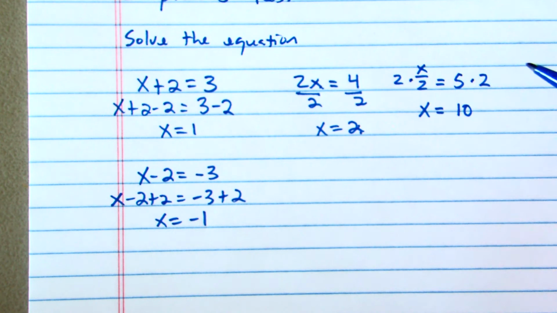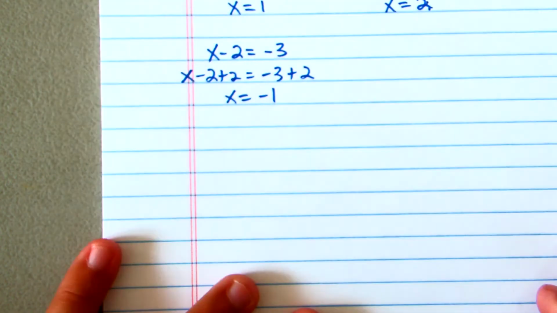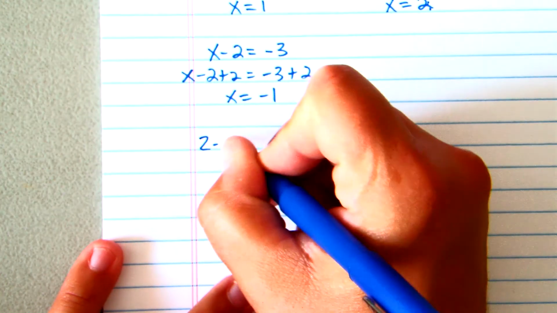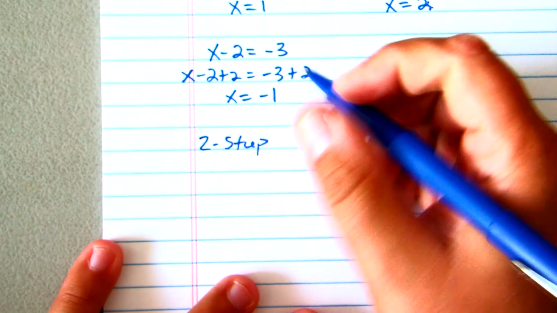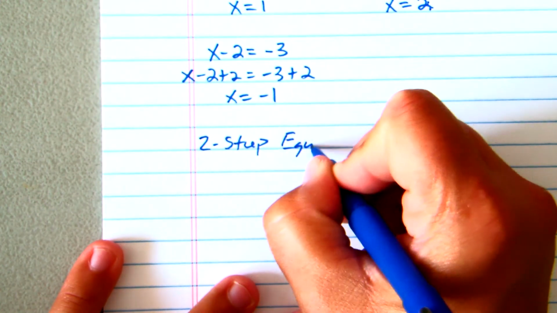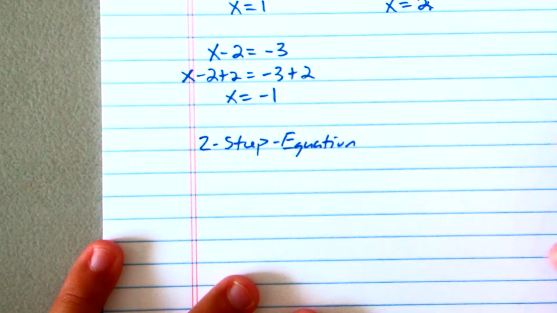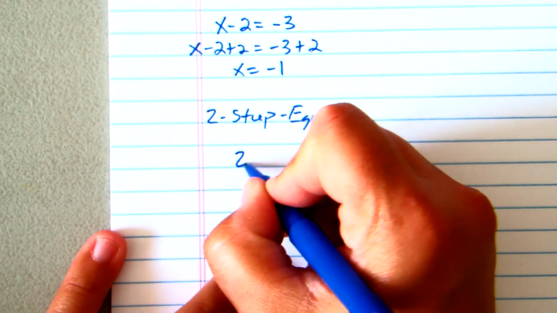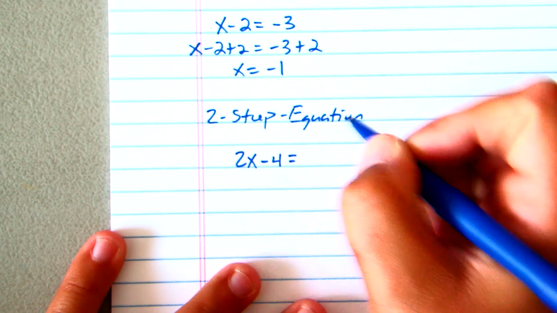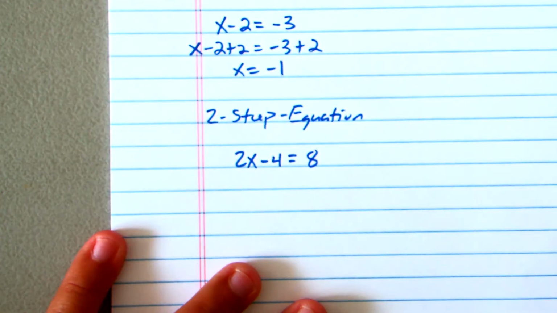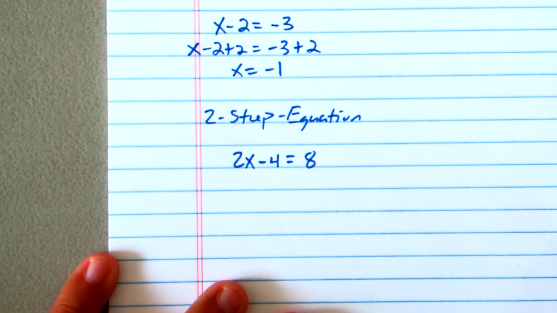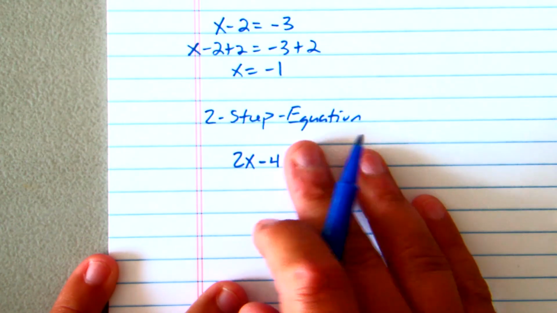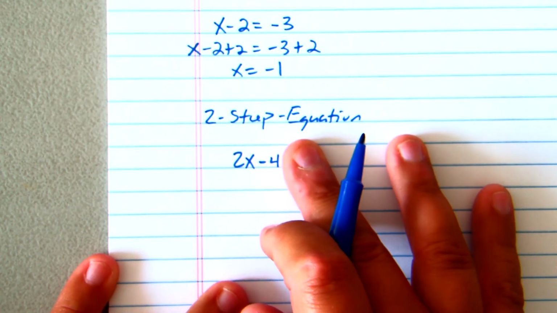Those are one-step equations. Now, a two-step equation involves 2 steps. It's pretty easy to know. You're going to have to do 2 things to these equations to get x. So if we had something like 2x minus 4 equals 8, what we need to do first is always start on the side with the x. And the number that is farthest from the x is the one that we are going to work with first.